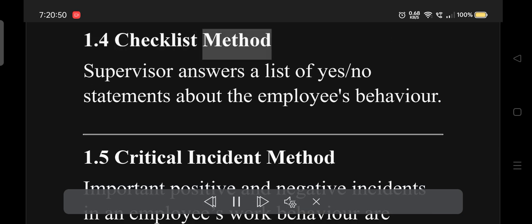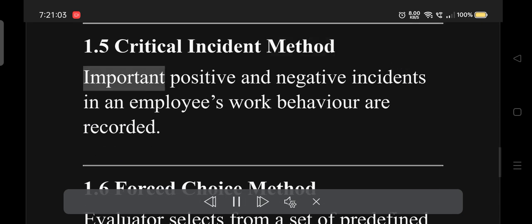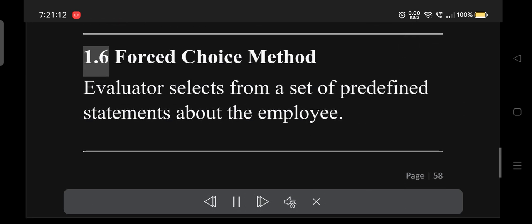1.4 Checklist method. Supervisor answers a list of yes/no statements about the employee's behavior. 1.5 Critical incident method. Important positive and negative incidents in an employee's work behavior are recorded. 1.6 Forced choice method. Evaluator selects from a set of predefined statements about the employee.